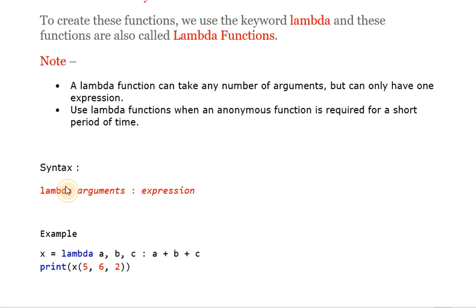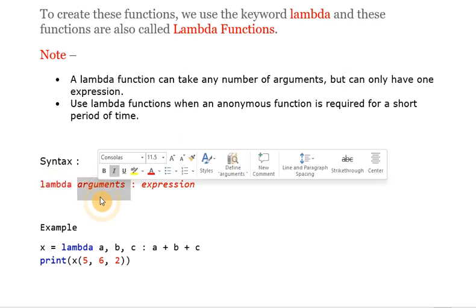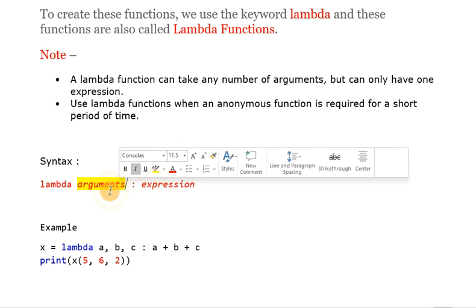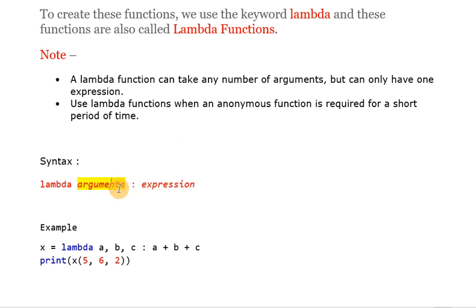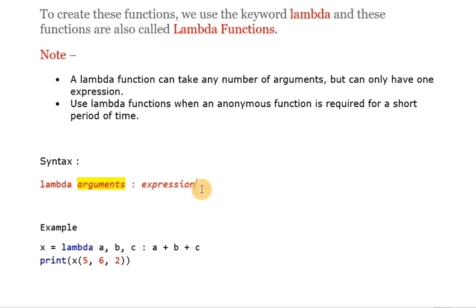Now let's see the syntax of this lambda function. So this is the standard syntax of a lambda function. You can see here this is the keyword and here we have to pass the arguments. Guys, here you have to notice one thing. Here I have written arguments in plural, but here I have written expression, that is singular. Instead of expressions I have written expression.